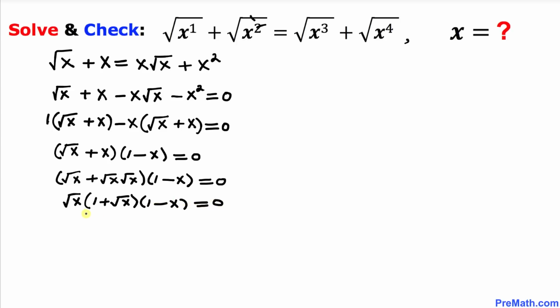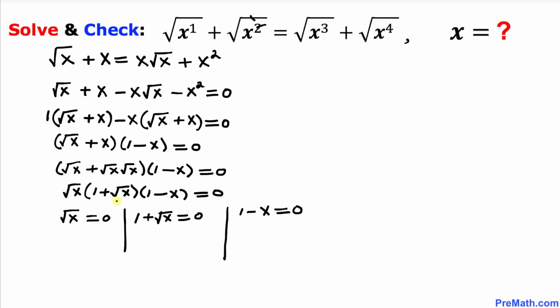Now we can see that we have 3 factors equal to 0. Let's go ahead and separate them. I can write this one, square root of x equal to 0. The other factor is 1 plus square root of x equal to 0. And finally, this is going to be 1 minus x equal to 0.